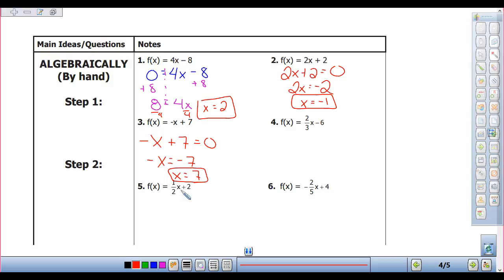Okay, don't let the fractions freak you out. Use your fraction key, not a big deal. 2/3 x minus 6 equals 0. 2/3 x equals 6. Right now, are we dividing by 2/3 or are we multiplying by 2/3? Dividing by 2/3. They're multiplying by 2/3, so we have to divide by 2/3. Alright, so divide by 2/3. What do we get? x equals 9.